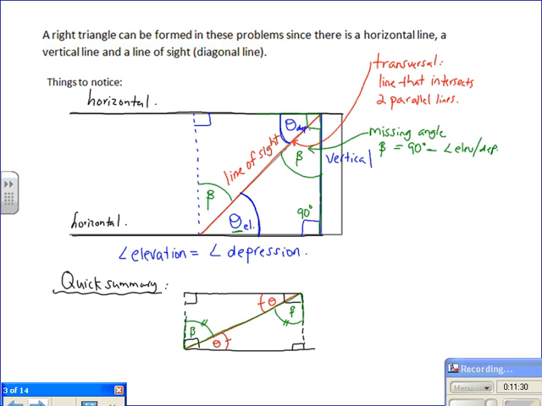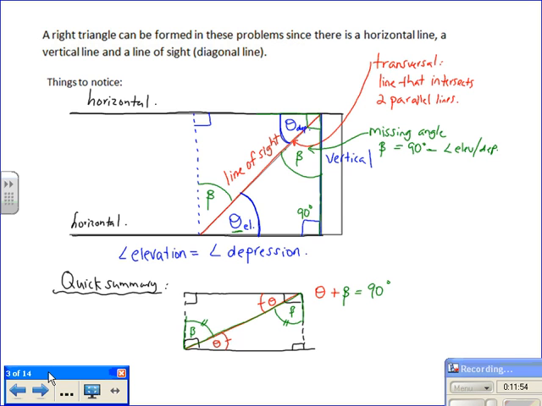Together, the angle of elevation plus beta equals 90 degrees, and so does the angle of depression plus beta. They also equal 90 degrees. So theta plus beta together equal 90 degrees. So this is a quick summary. Let's put this to some use now and actually do some real examples.